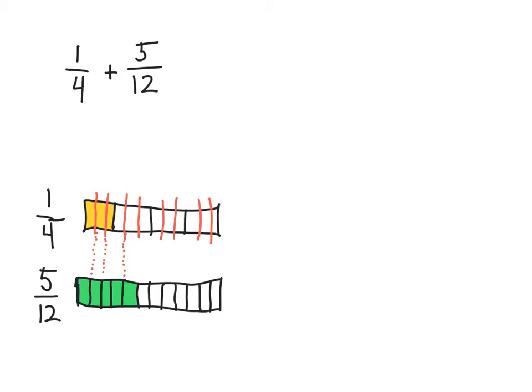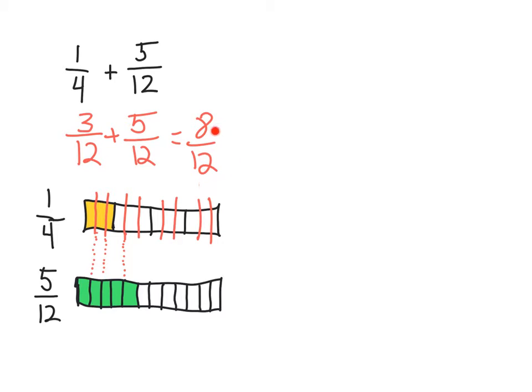And now we have 3 12ths shaded in. It's no longer 1/4 anymore. It's shaded into 3 12ths plus keeping 5 12ths the same. It's a like denominator, and we can add them now to equal 8 12ths.